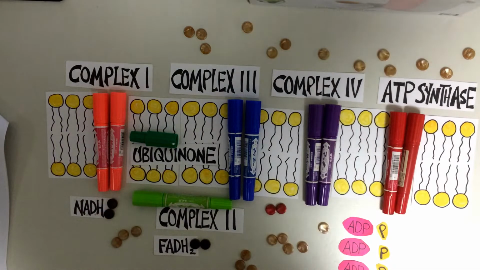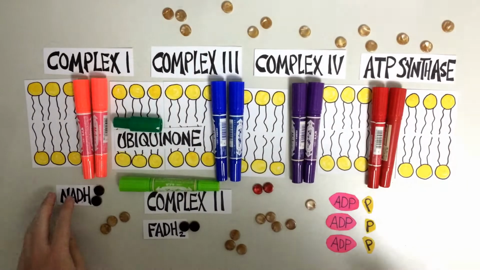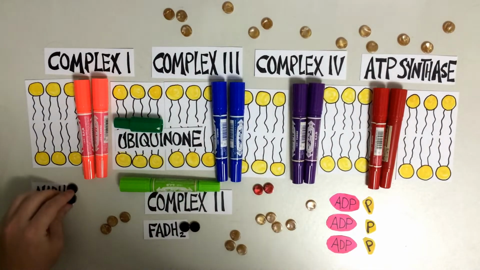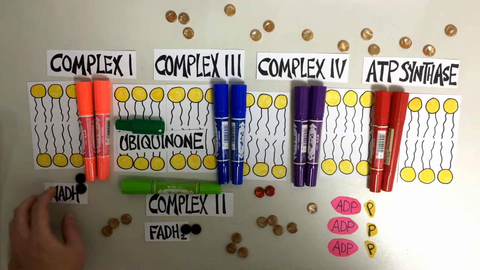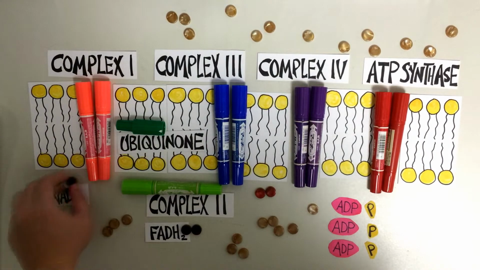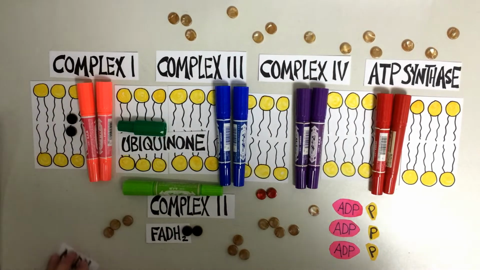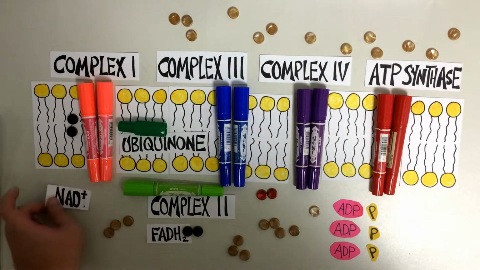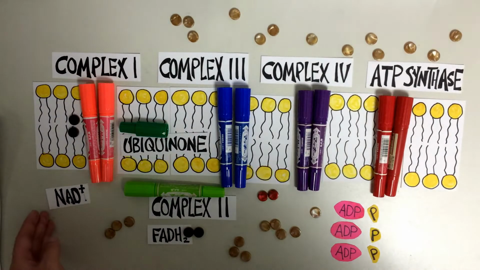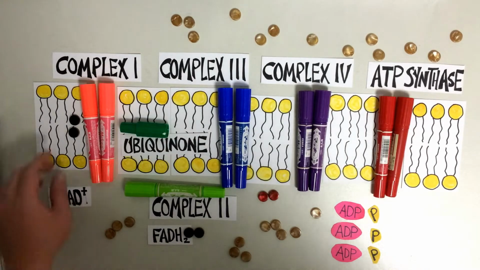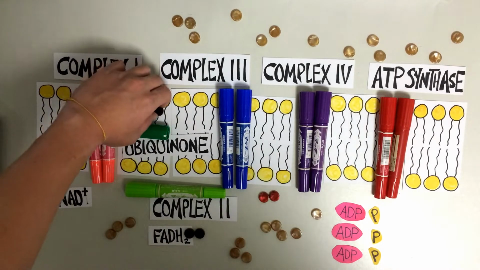So first, let's begin with NADH. NADH would carry electrons to complex 1 first. Upon reaching complex 1, the electrons would then be transferred from NADH to complex 1. Upon this transfer, NADH would then be converted into NAD+. So this is the regeneration of NAD+. The pair of electrons would then be transferred from complex 1 to ubiquinone.